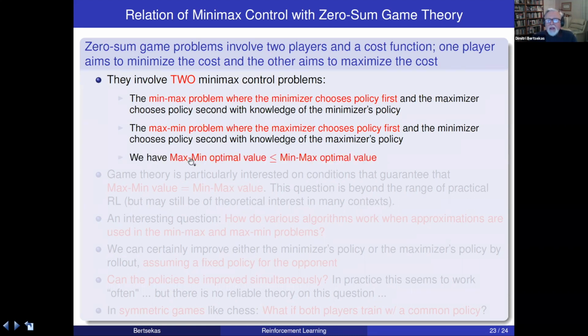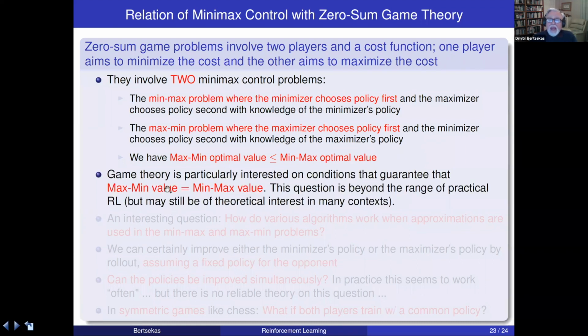And generally, it's easy to see that the max-min optimal value, the optimal value of this problem from some initial state, is less than or equal to the min-max value, the optimal value of this problem from the same initial state. This is true for every initial state. And this is very easy to see. It's an elementary fact.